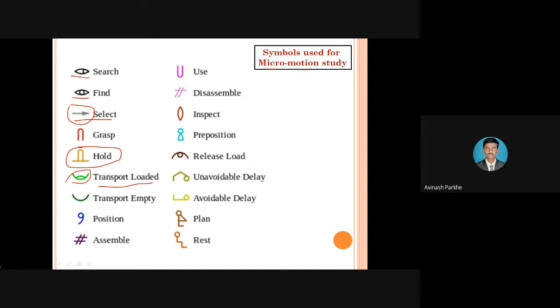Now this is just for your understanding, which type of symbols are developed and what is the meaning of each and every symbol in the concept of micro motion study. These particular symbols were developed by Gilbreth, who is the second scientist related to the development of the concept of industrial engineering. So these are the major contributions by F.W. Taylor and Gilbreth.